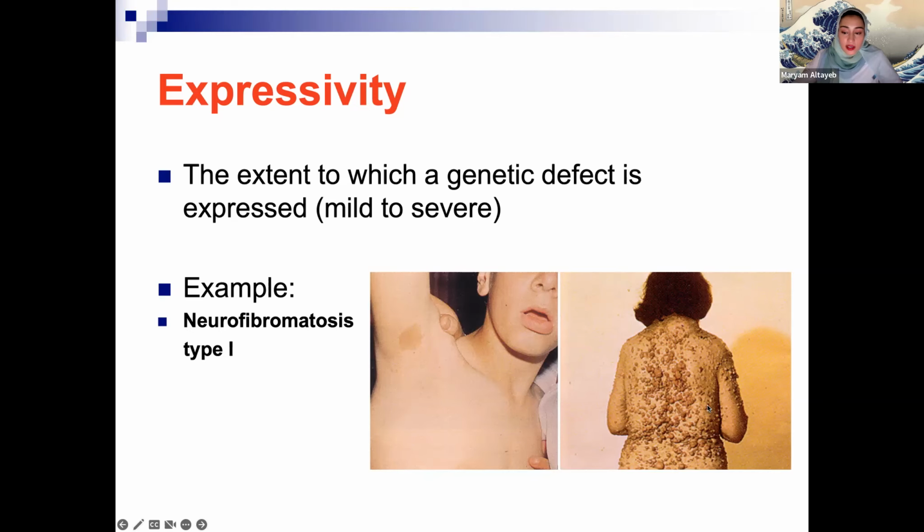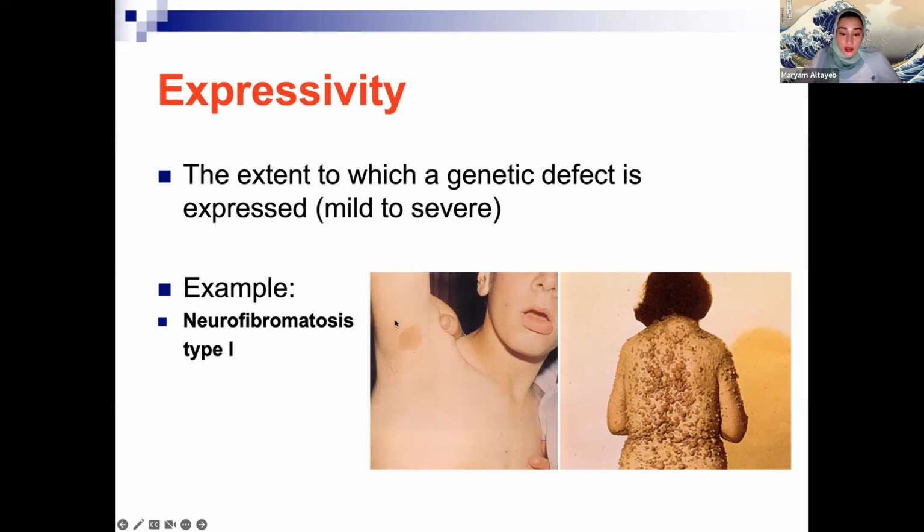And so when we talk about expressivity, these two people have the neurofibromatosis mutation, but in this patient, it's very mild. All you can see is this spot on their underarm. And in this patient, as you can see, it's very severe. So when we talk about expressivity, it's where are you on the spectrum of this disease? Do you have a mild form of it? Do you have a severe form of it? So what is the extent that this genetic defect is expressed in this patient?